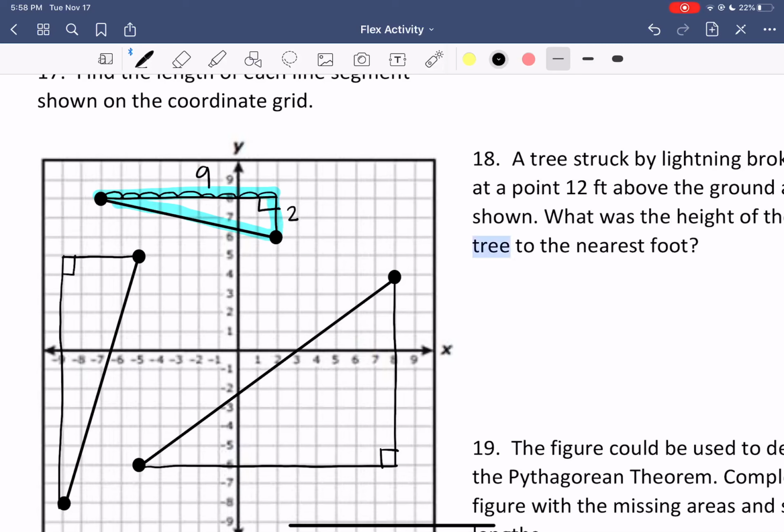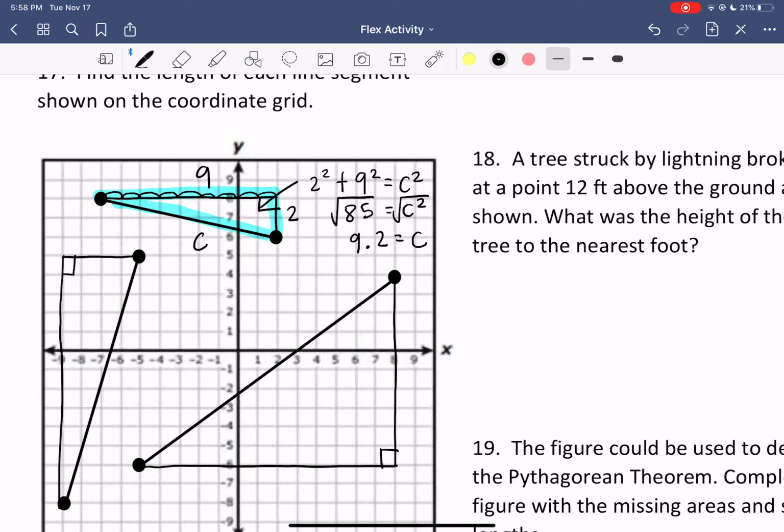So on this one, we are looking for c. So we're going to have 2 squared plus 9 squared equals c squared. So we have 2 squared plus 9 squared, which gives us 85 equals c squared. And then take the square root of both sides. Square root of 85, we get 9.2 equals c.